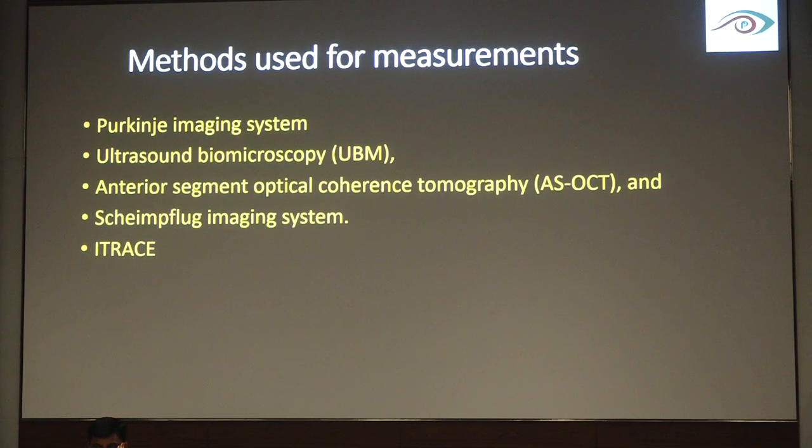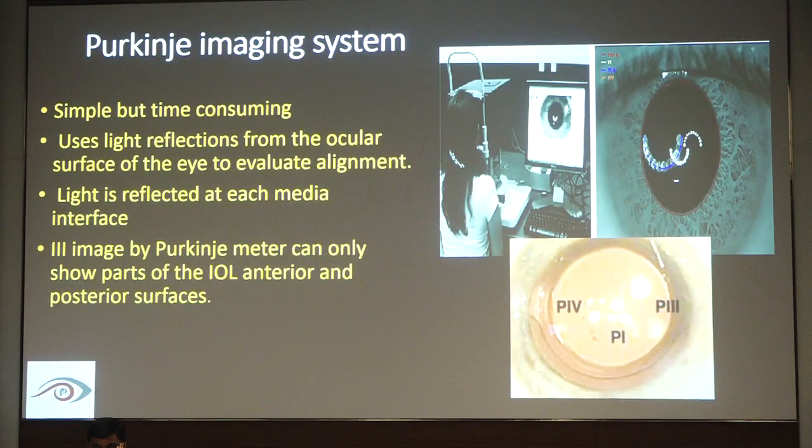So how are we going to measure the exact degree of decentration or tilt? Starting out, we used to use the Purkinje meter. The third Purkinje image which you get should be full. In patients with decentration, you are only going to get half of your third image. That is what you get in the Purkinje meter. Second, the patient needs to sit for a long time to take the image, and you are not going to get the exact values.